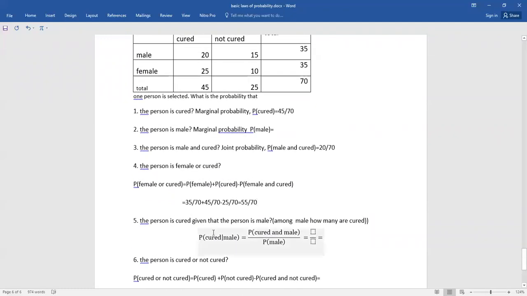Now let us do number 5. The selected person is cured given the person is male. So the condition is that the person is from the male group, so it is only from the male, not the total. Cure is 20, male is how many? 35. So 20 over 35. If you do it directly, you will get the mark.